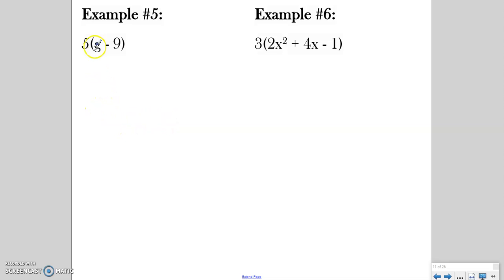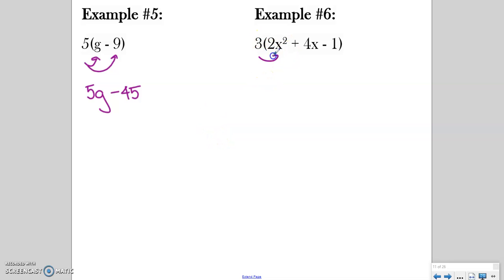variables and numbers combined. So for this one, same thing. We're going to distribute, so 5 times g, and then you have that minus sign, the negative sign in front of the 9. You need to include that, so that would be 45. And that's your answer. Don't do anything else. You've used the distributive property to create this new expression.